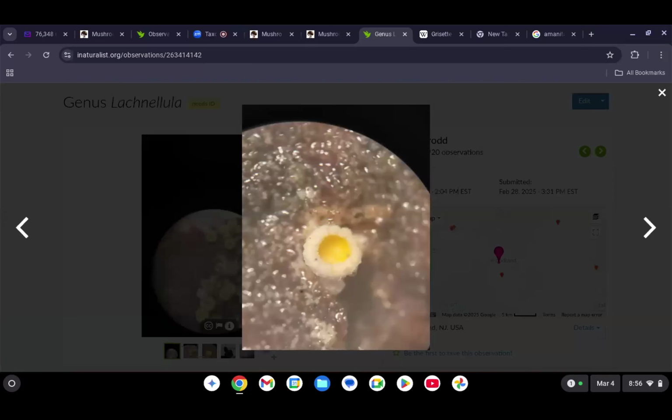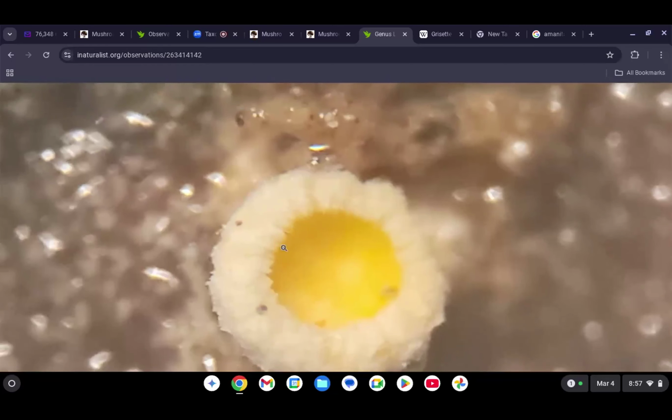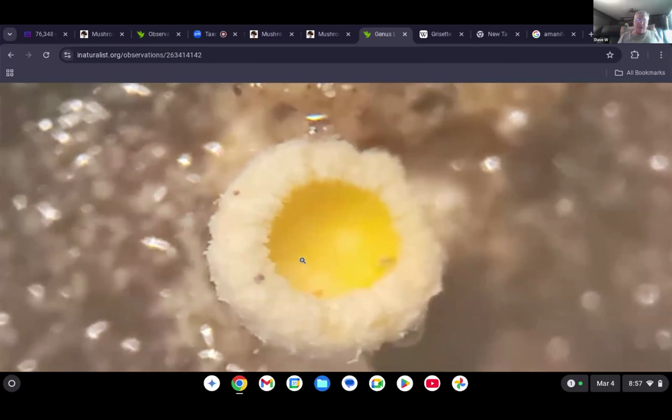Was this on a stick or on the trunk? Like what part of the tree? So this was on a fallen branch. Okay. But look at that beautiful yellow cup. I mean, it's an egg in a hole, isn't it? Spelling on this again? Sorry. Lachnellula.